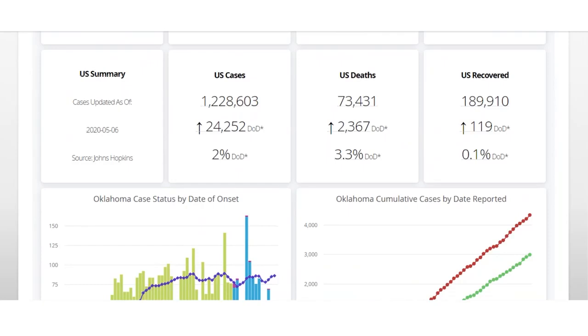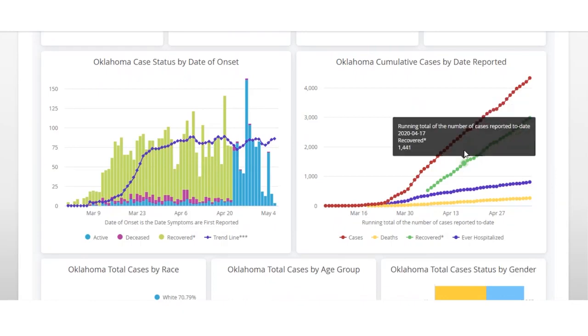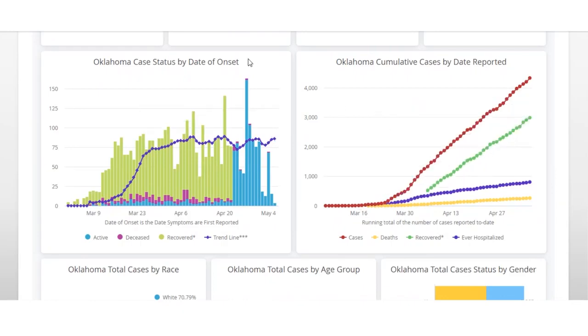As you scroll down on this dashboard page, you will find visualizations of data. The health department tracks information for both COVID-19 cases and deaths. On the figure on the left, entitled Oklahoma Case Status by Date of Onset, this graph indicates of the individuals with an onset of symptoms on a particular date.